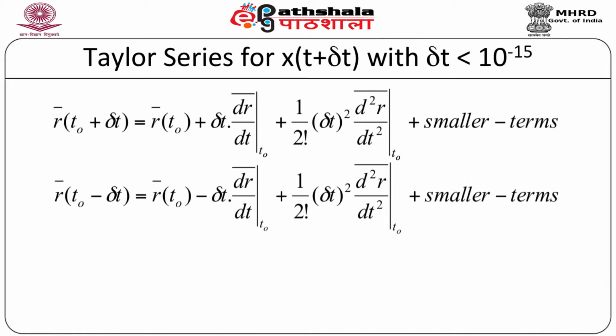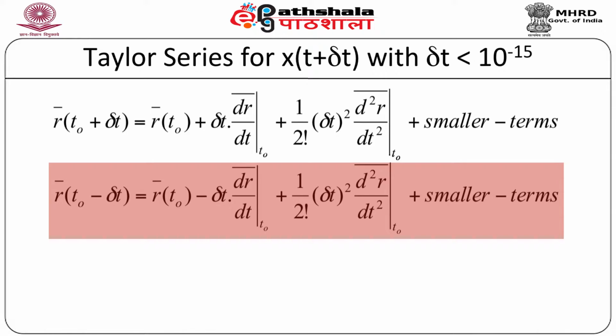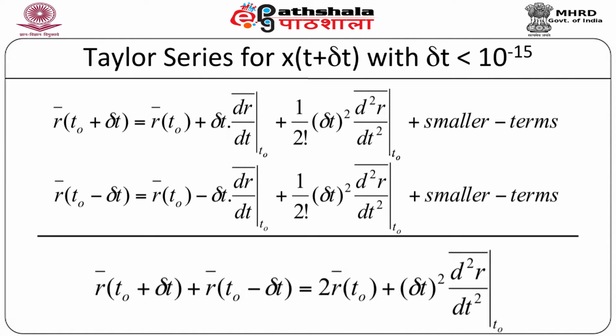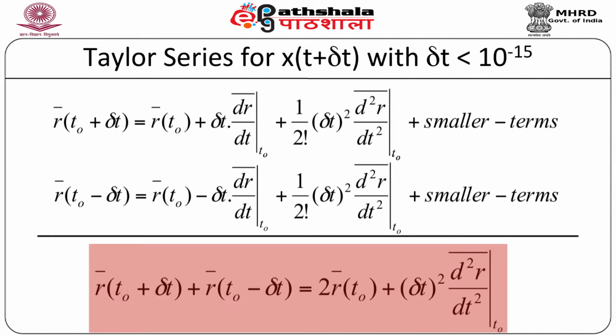Similarly, we can define r at t minus delta t, because our equations, our ensembles, are all reversible. So we can also say r(t minus delta t) is equal to r(t) minus delta t into dr/dt plus 1/2 delta t square into d2r/dt2 plus smaller terms. Now if we add these two equations, then we end up with r(t plus delta t) plus r(t minus delta t) equal to 2r(t0) plus delta t square into acceleration.